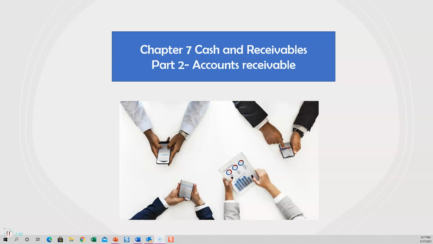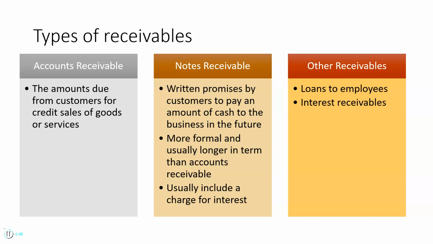Okay, Chapter 7, Cash and Receivables, Part 2, and we're going to look at accounts receivable. Now we have three types. We have accounts receivable, notes receivable will be in the next part, and we have other receivables, which are minor.